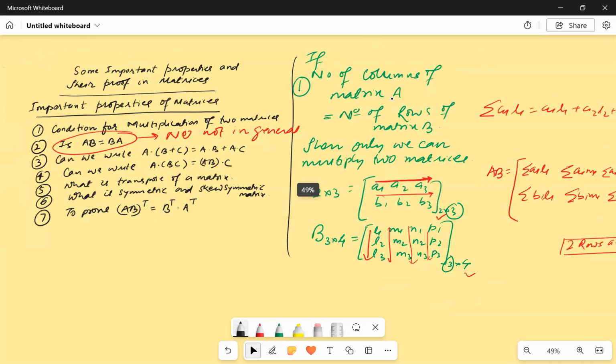Now, can we write the distributive property? Yes, this you can understand. If we add B and C, then B and C will be added if their order, the number of rows and number of columns for both B and C, will be the same. So if there is a situation where we can multiply A with B plus C, then we can multiply A with B and A with C.